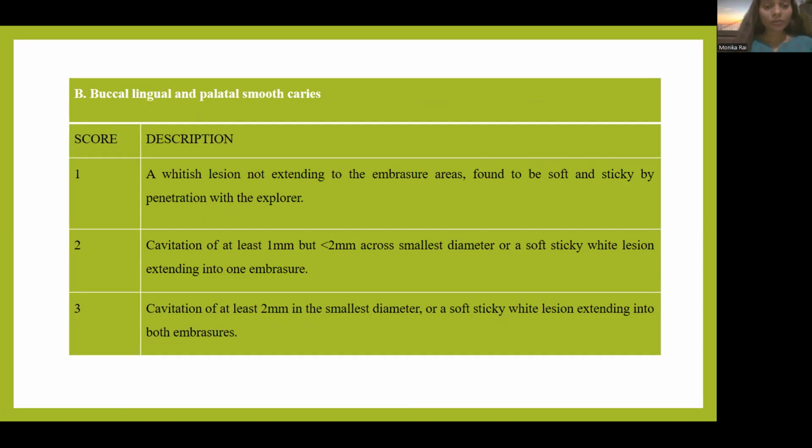In second, we have cavitation of at least 1 mm but less than 2 mm across the smallest diameter, or a soft sticky white lesion extending into one embrasure. In third, we have cavitation of at least 2 mm in the smallest diameter, or a soft sticky white lesion extending into both embrasures.